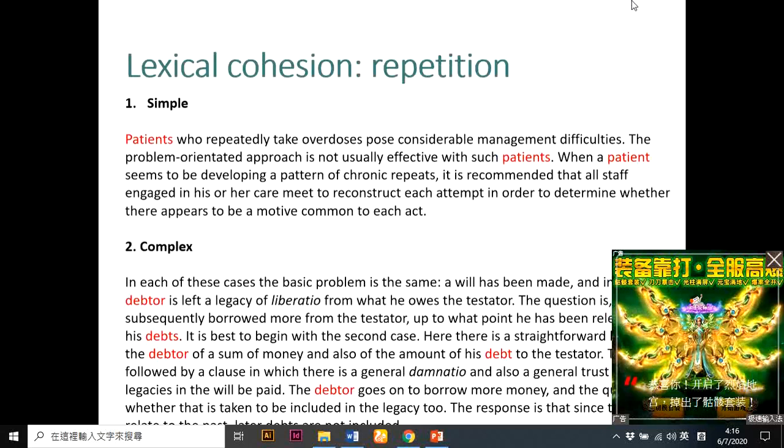Perhaps the most simple way of achieving lexical cohesion is through repetition. You can do this simply, as in the first example here, where the same word, patient, is repeated. Or you can use more complex repetition. The second text here uses debt, debts, and debtor, words all belonging to the same family, to cause the text to be linked together.